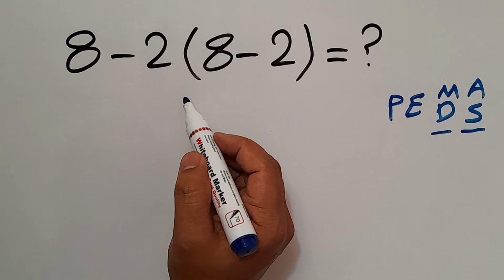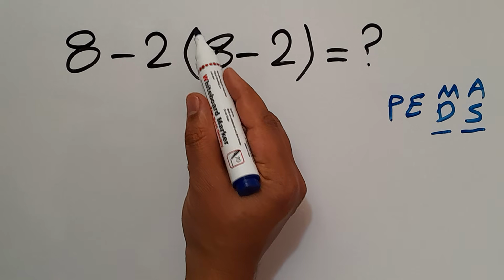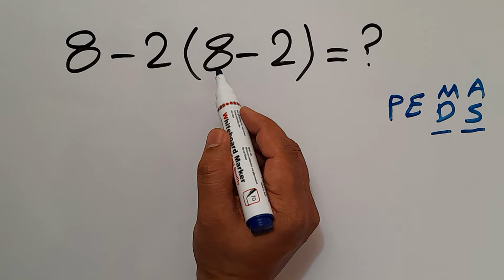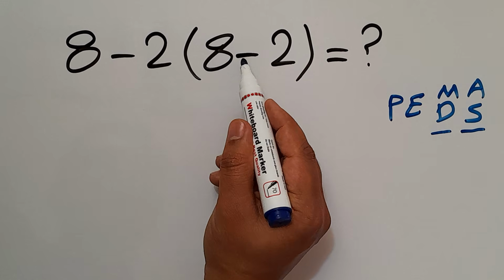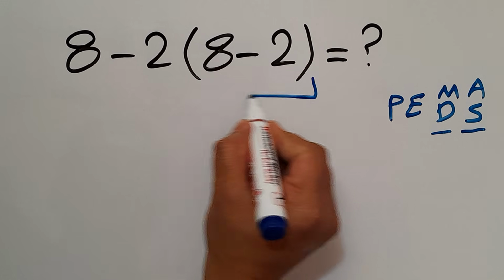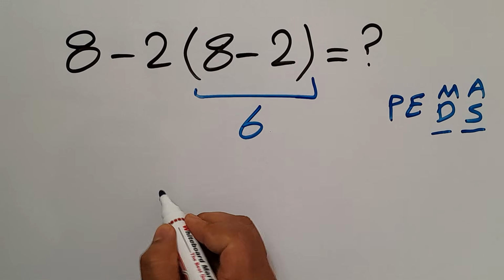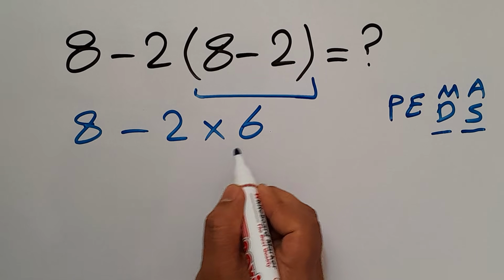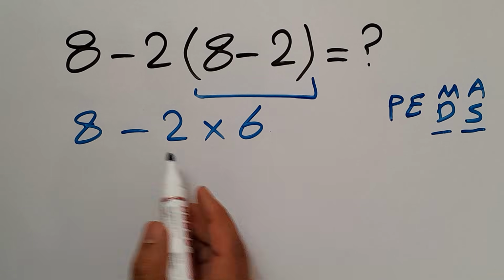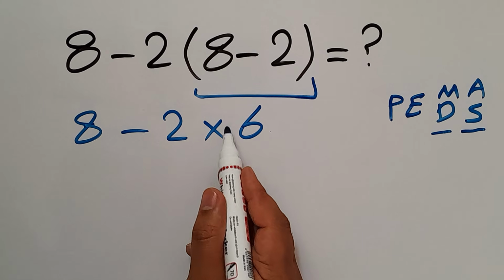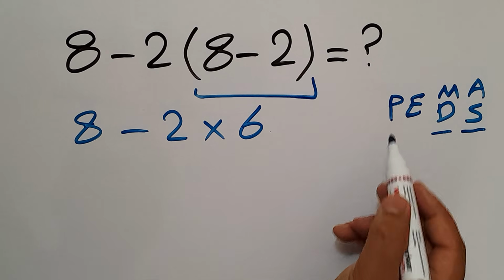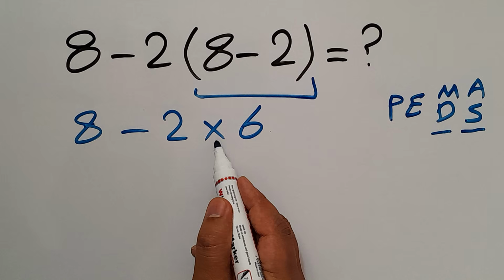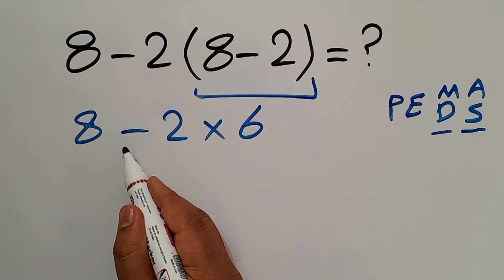So here, first we have to do this parentheses. Inside this parentheses, we have 8 minus 2, which equals 6. So we have 8 minus 2, then times 6. Now we have one subtraction and one multiplication. In PEMDAS, multiplication comes before subtraction.